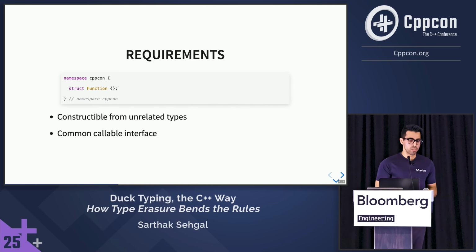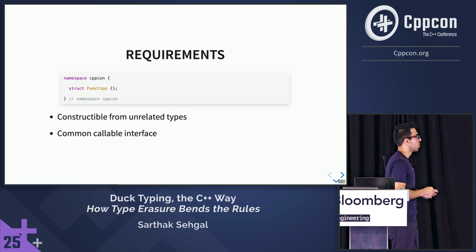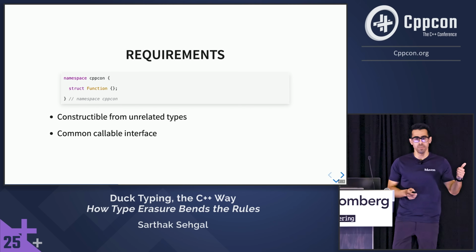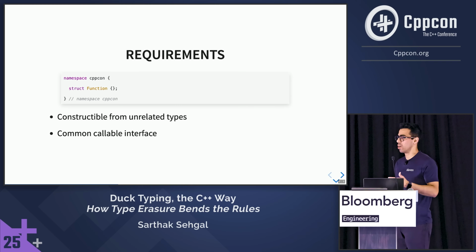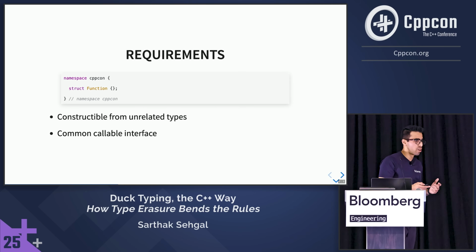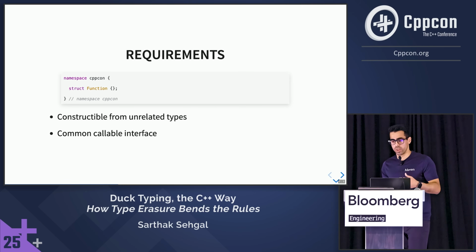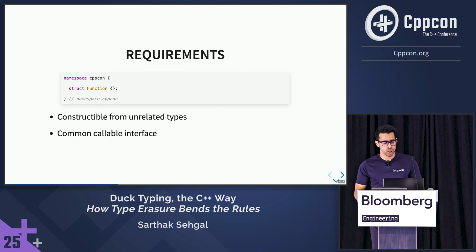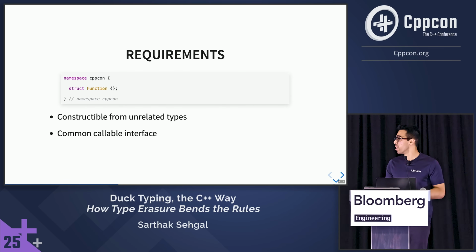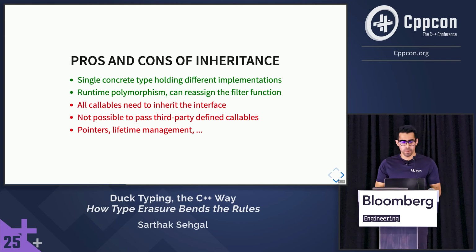So there's basically two requirements of a function-like container. It should be constructible from unrelated types, and all these types should have a common callable interface. Now, I mentioned before that as soon as I hear common callable interface, the first thing that comes into my mind is abstract classes with pure virtual functions. So let's go back to our inheritance solution and see what the pros and cons were.